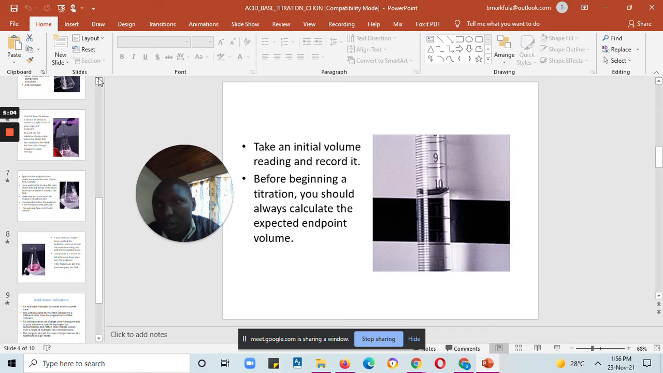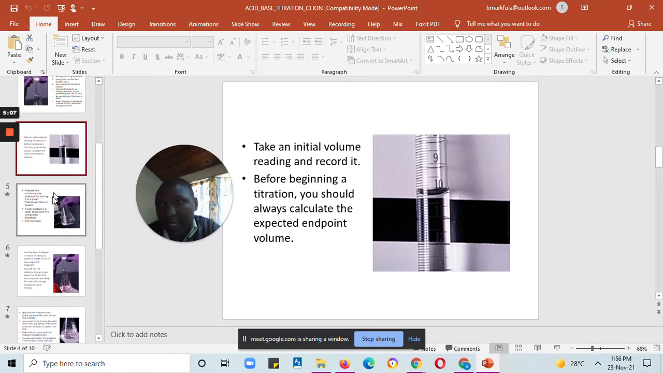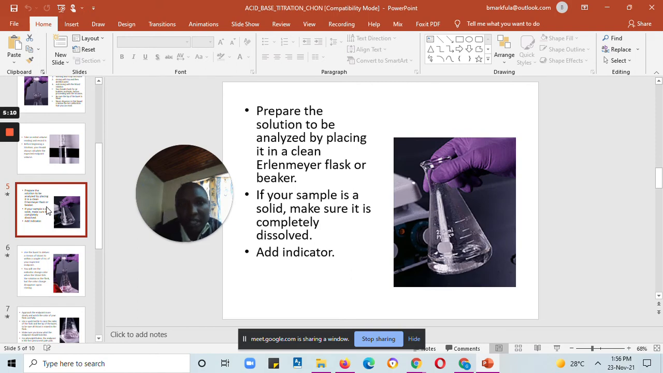Moving on to the next slide, slide number 5. Prepare the solution to be analyzed by placing it in a clean Erlenmeyer flask or a beaker. The Erlenmeyer flask is another name for conical flask. If you want to analyze a solid sample by titration, you should dissolve it completely using distilled water and make sure the dissolution is complete.